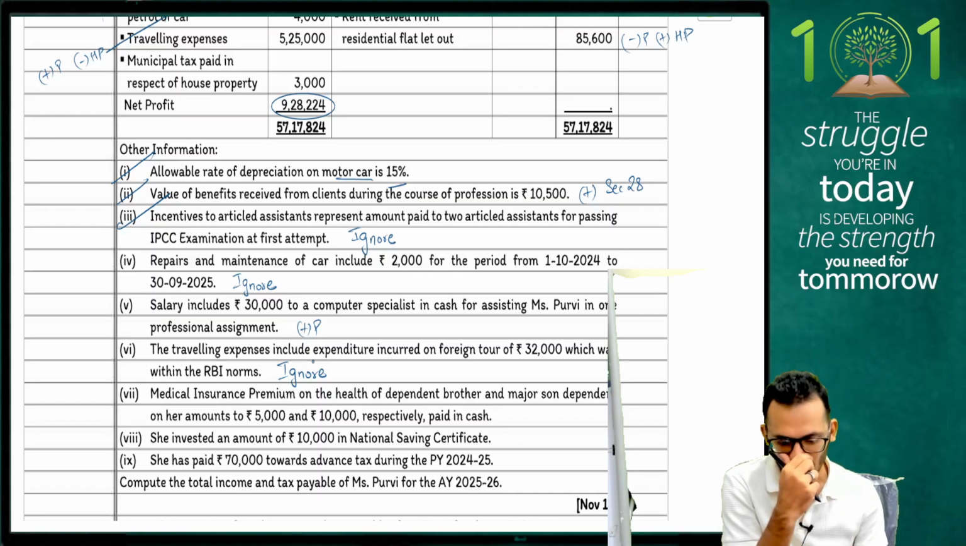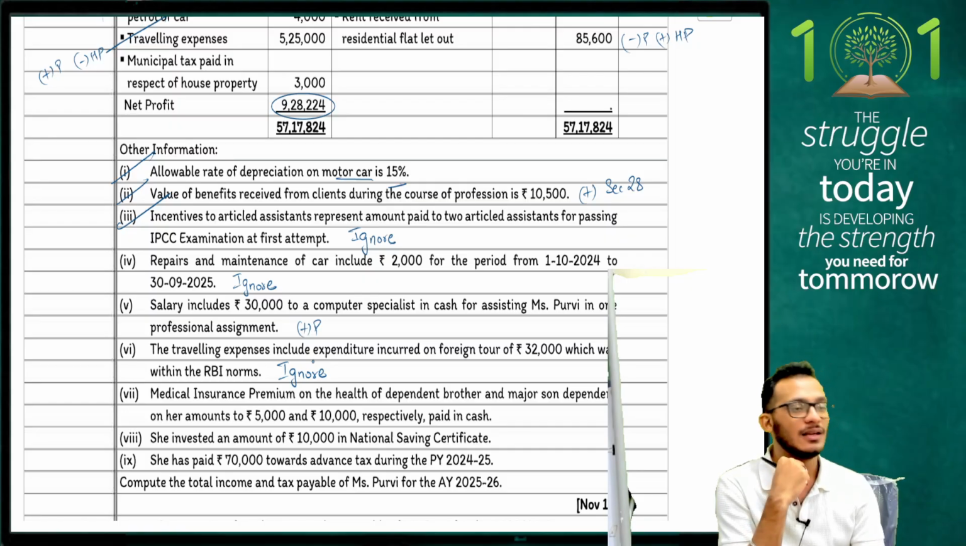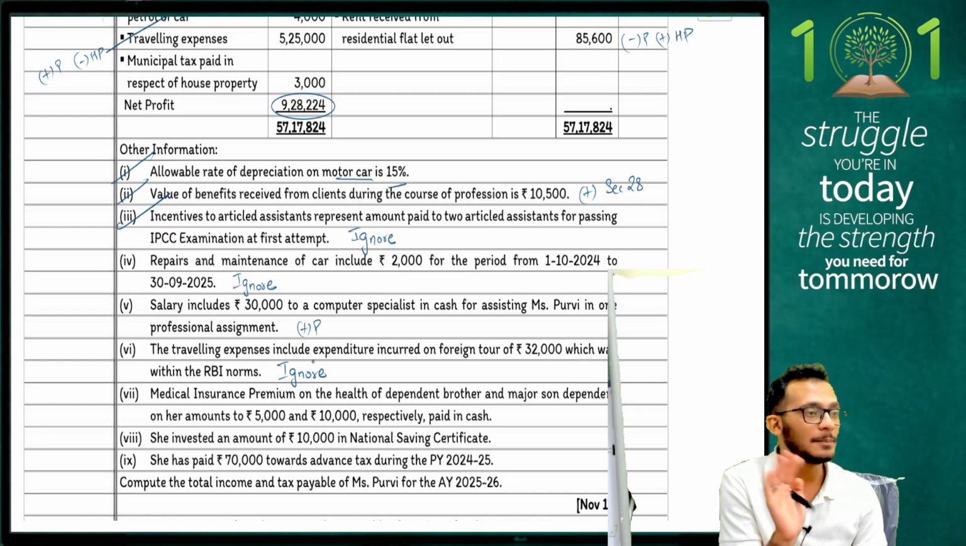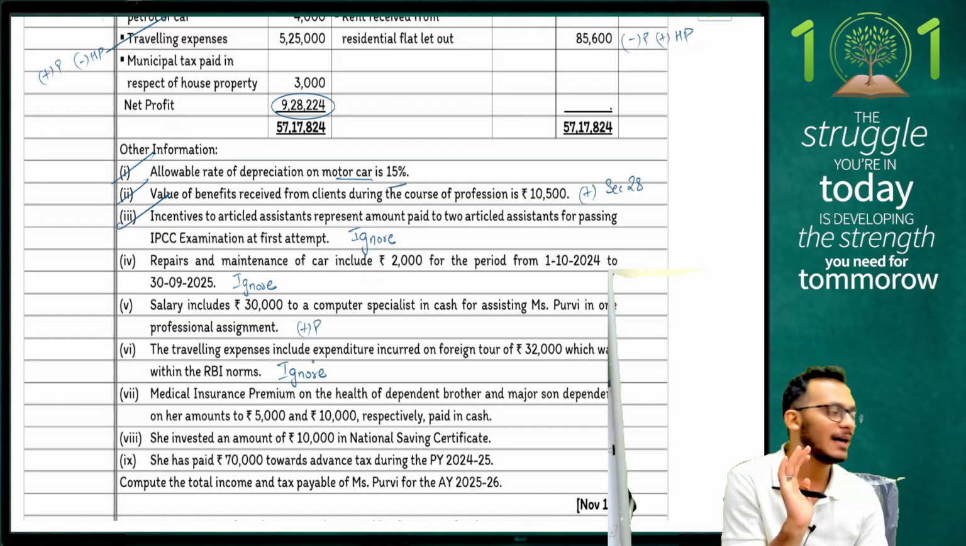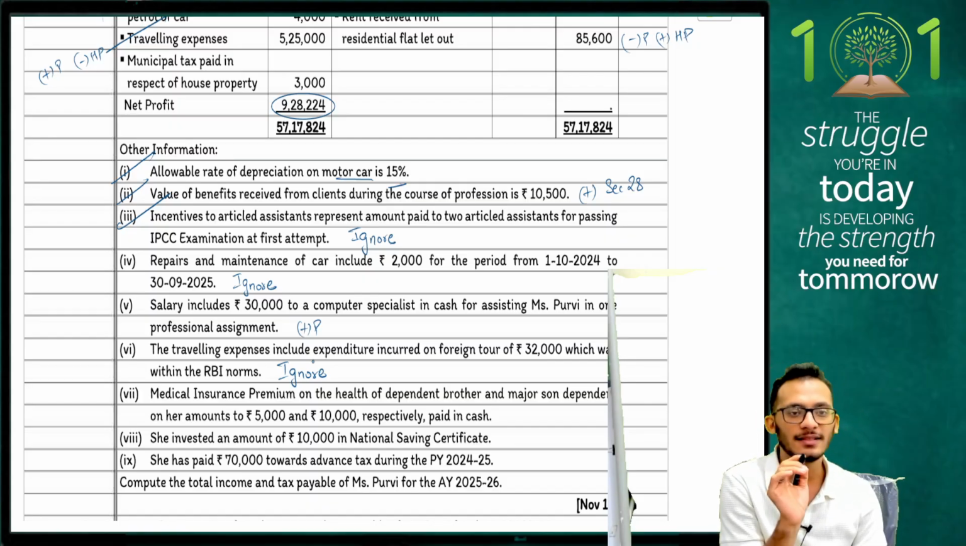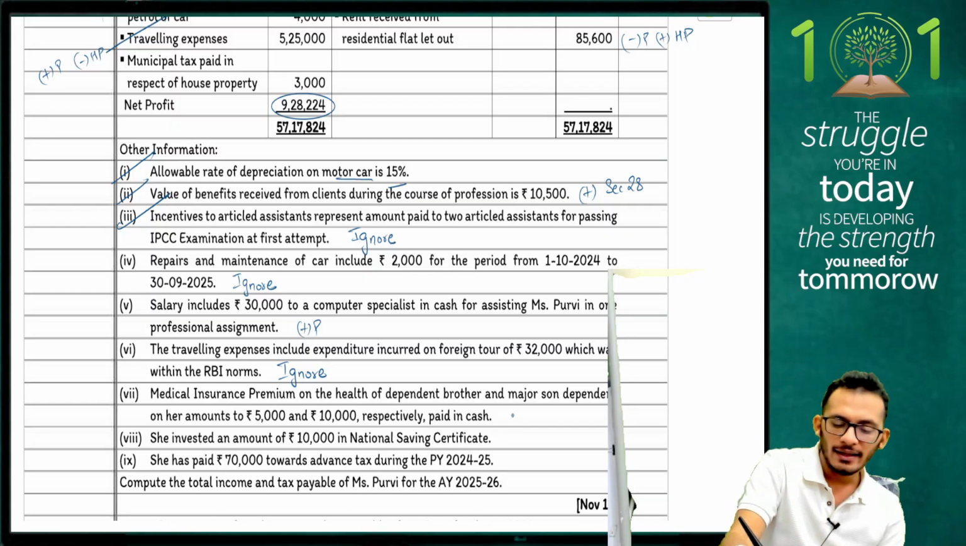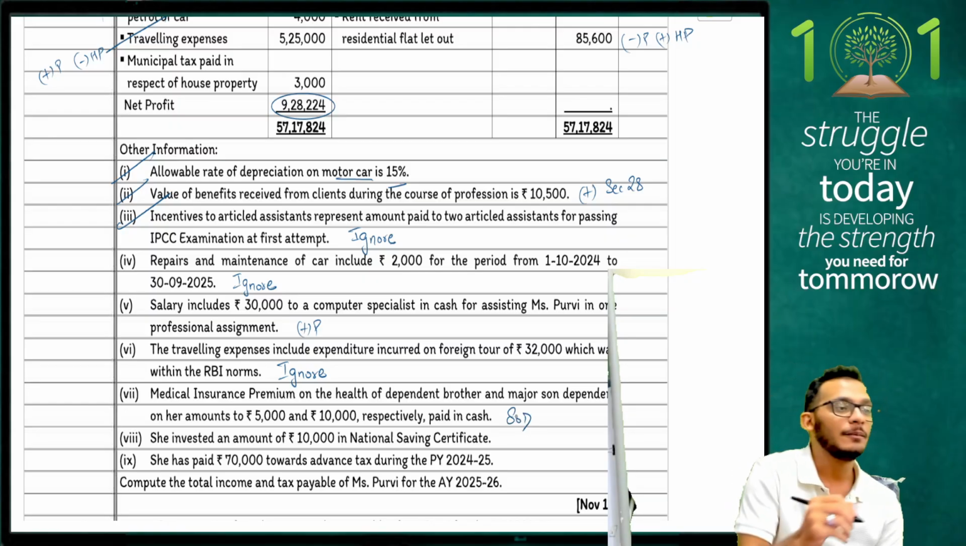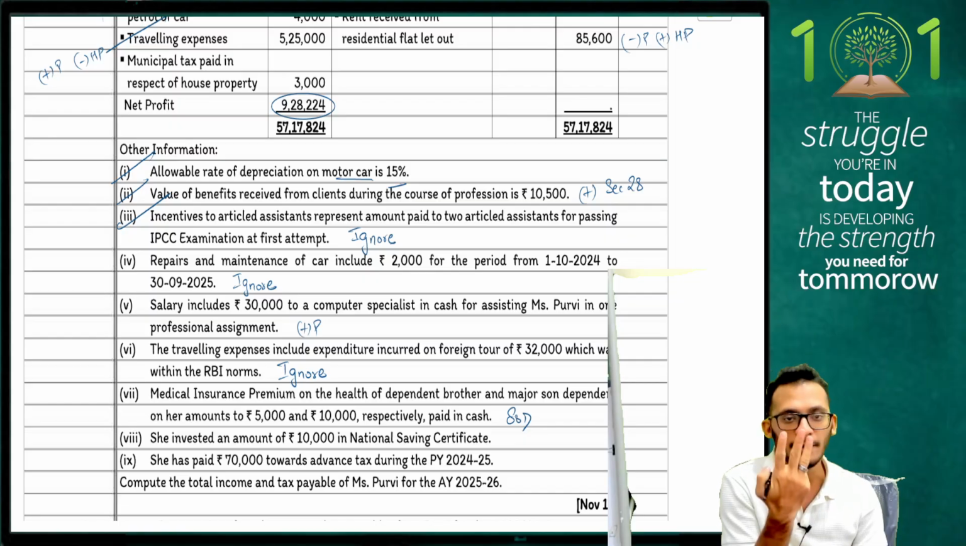Yes, medical insurance premium on health of dependent brother and major son dependent on her of 5,000 and 10,000 rupees was paid in cash. People, question number 1, is it there in the P&L? It's not there in the P&L, not part of P&L, no impact in PGBP. I am under chapter 6A, 80D. Now people, 80D, if you remember, we told there are 3 people who are covered.